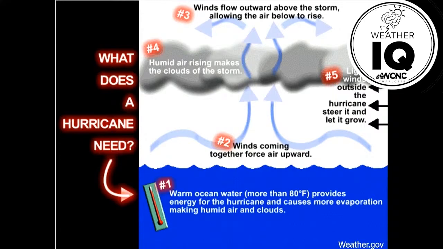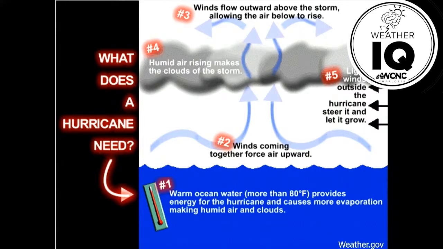Number four, humid air rising makes the clouds of the storm. So we talked about that. The air rises, it creates the clouds, which in turn actually causes the rain. And then number five, it needs light winds outside the hurricane to actually steer it and to let it grow.